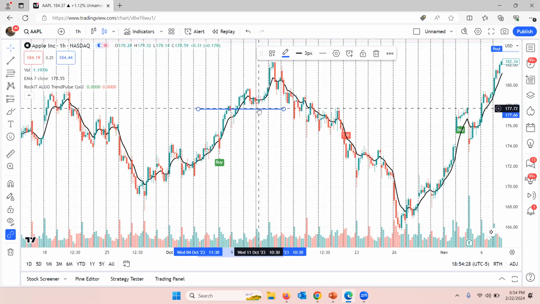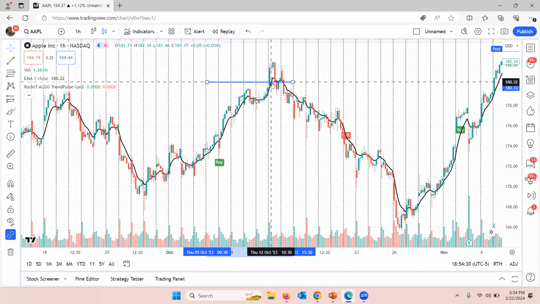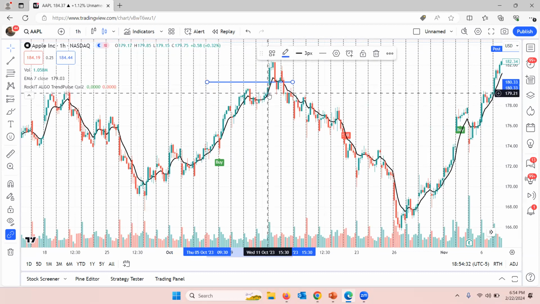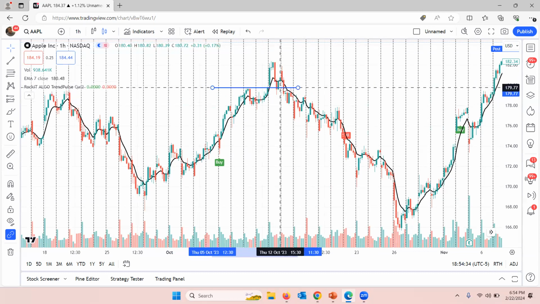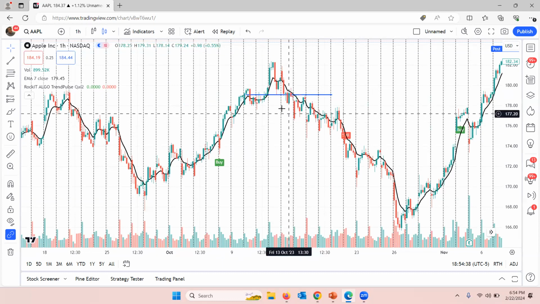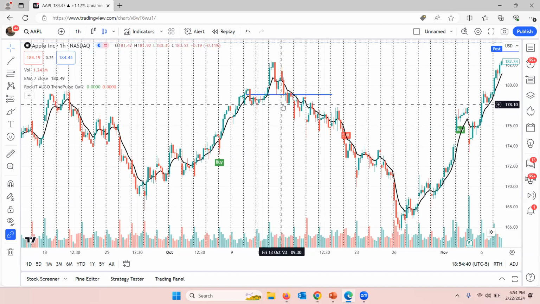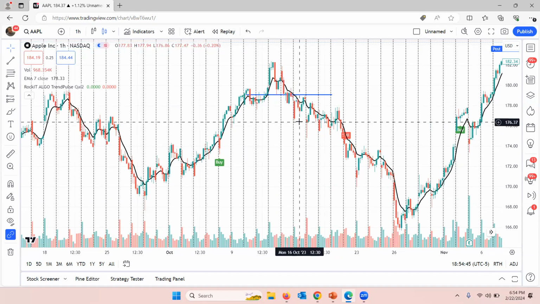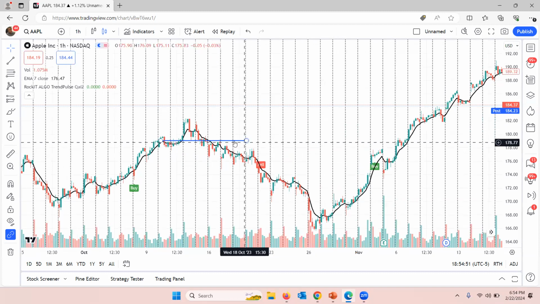It continued upwards, and all the candles remained above the 7 EMA, and then this first one dropped. So I move this up. I look at this and I say, okay, the low of this green candle is now my trigger line. And then you can see here how it crossed below, and I would get out of the trade. Okay? Then wait for the next signal. And here's the next signal.